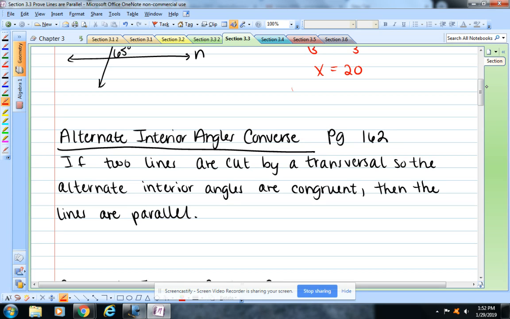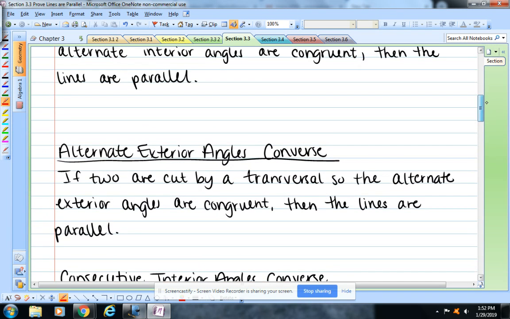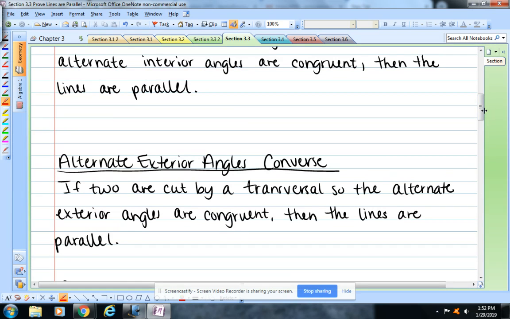All right, so top one on the back. If alternate interior angles are congruent, then the lines are parallel. Go on to the next one. We got a converse theorem for exterior as well. So if alternate exterior angles are congruent, then the lines are parallel. Okay?